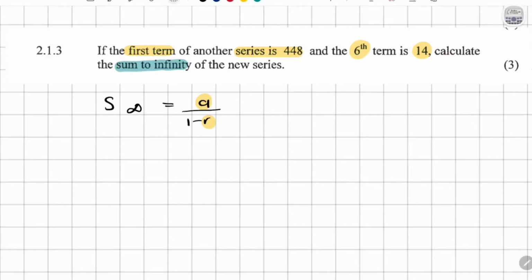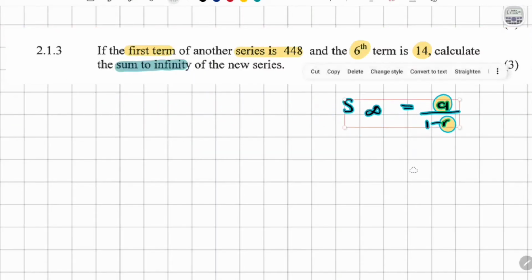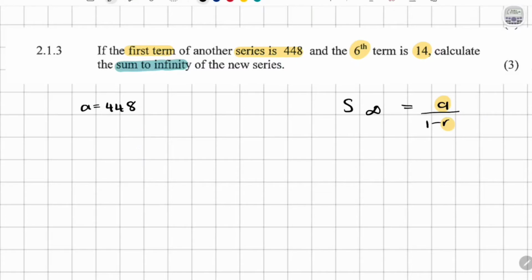Let me put this one on the side because we're not really using this part yet. With a, they told us the value of a was 448. So we know a is equal to 448, no problem. Now we need to find r. It's the same situation. They gave us a, they gave us a term value. So we're just going to use that same method. We're using Tn is equal to a multiplied by r raised to the power of n minus 1.